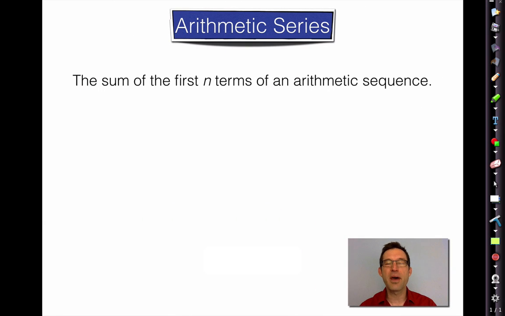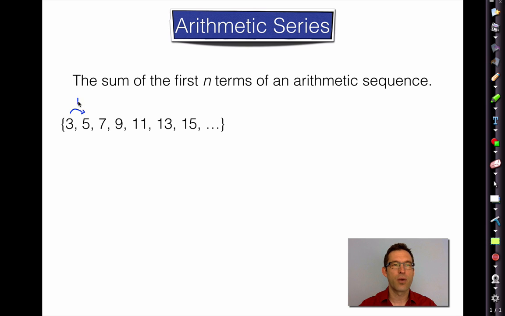Okay, so an arithmetic series, that is the topic of today, is simply the sum of the first n terms of an arithmetic sequence. And remember, arithmetic sequences kind of look like this: 3, 5, 7, 9, right? Here's an arithmetic sequence where we're adding 2 each time. That's that common difference, right?